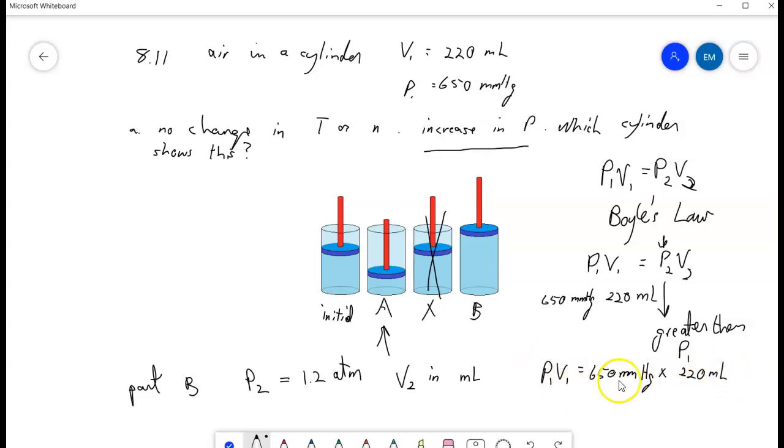So those are the units we have there, and then P2 is 1.2 atmospheres. We're okay with milliliters. We've got volume 1 in milliliters. We need volume 2 in milliliters, so we can just stick with milliliters there.